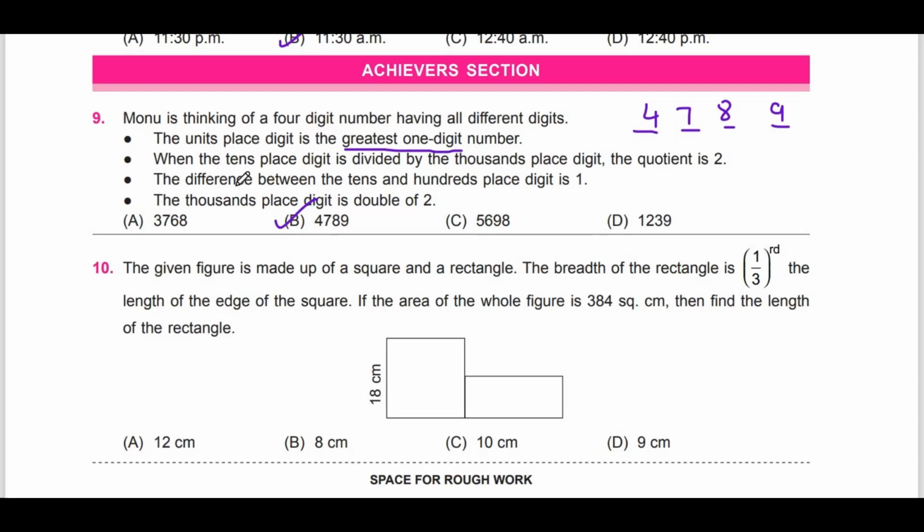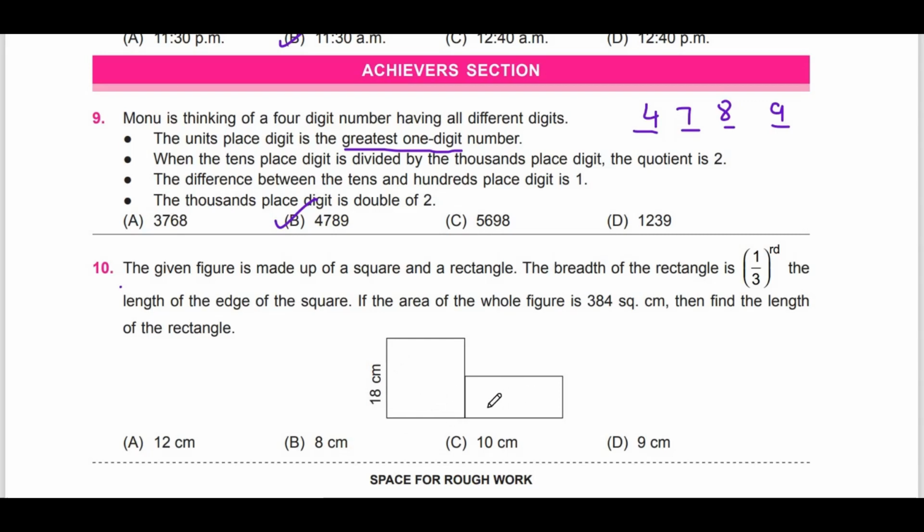Now let's see the last question for today, which is the 10th question. This is also the Achiever section question. The given figure is made up of a square and a rectangle. The breadth of the rectangle is 1/3 the length of the edge of the square. If the area of the whole figure is 384, find the length of the rectangle.